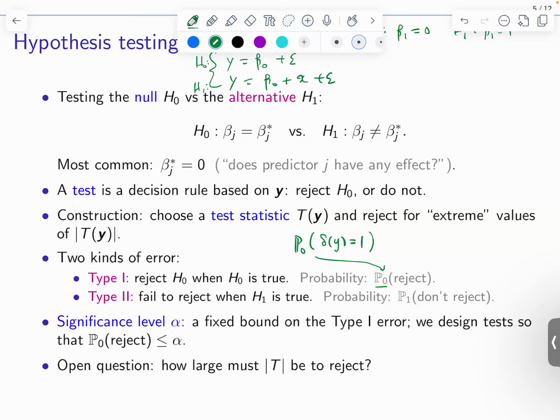Sorry, let me try to extend. Let's see how long this one lasts.